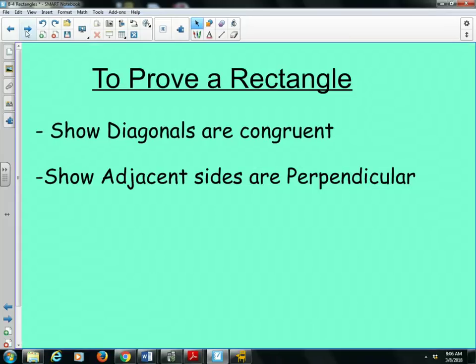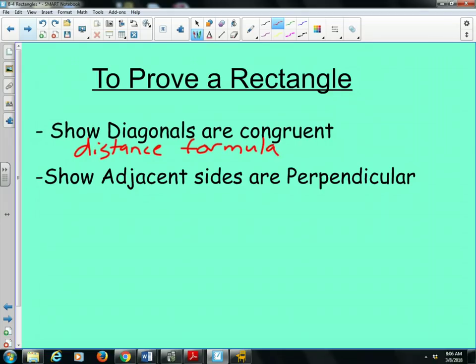This is helpful to us because now if we have to prove if something is a rectangle or not, here's what we need to do. We need to show that the diagonals are congruent using the distance formula. Or what we could do is show the adjacent sides are perpendicular by using the slope formula. So we'll need both of those formulas again.